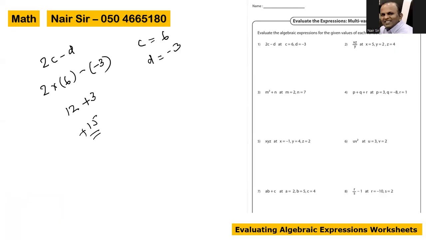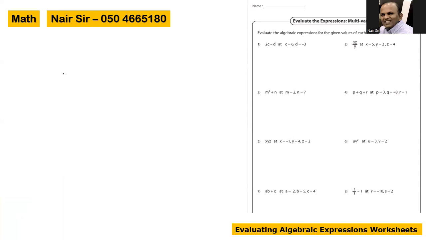Let's look at which question. Okay, I find this one, question number 2, looks to be interesting. Let's look at this. XZ upon Y. Now, this is where you need to be careful. Sir से भी गलती होती है, याद रखो. Okay. X is equal to 5, Y is equal to 2, and Z is equal to 4.